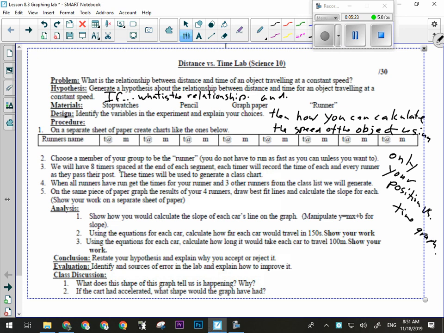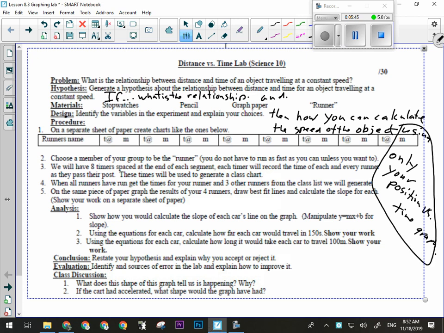Now, we built one of these last week and found out how we can actually calculate the speed of an object, or the velocity of an object, from a position versus time graph. We'll go over that in a little more detail later. That's what needs to be in the hypothesis. The key part is this.